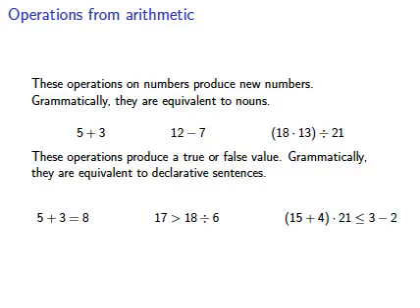The top 3 each produce a number as their result. So 5 plus 3 produces 8, 12 minus 7 produces 5, etc. This means that in terms of a mathematical sentence, they are equivalent to nouns, so they in fact are not mathematical sentences. The bottom 3, by contrast, do not produce a number. They are either true or false. Maybe you've noticed that the last one on the lower right happens to be false. Grammatically, they are equivalent to sentences, declarative sentences to be precise.